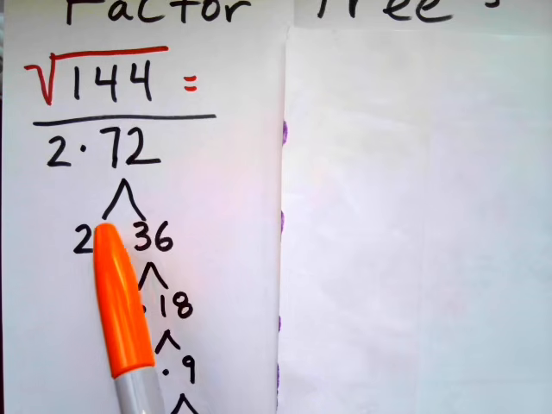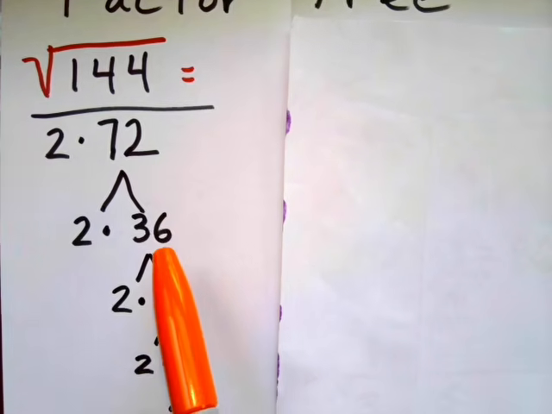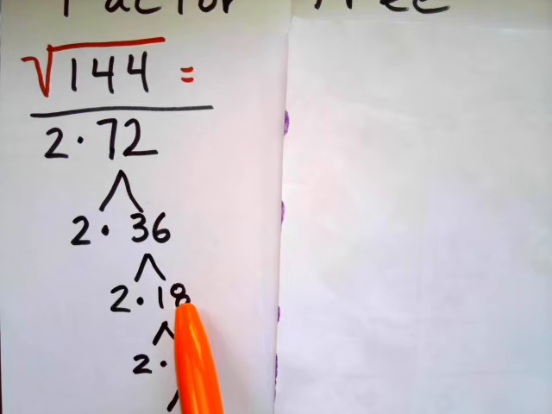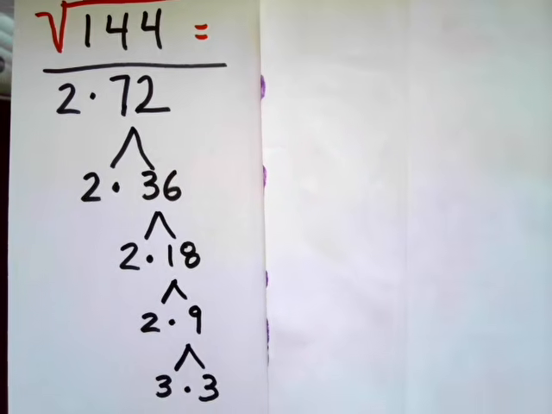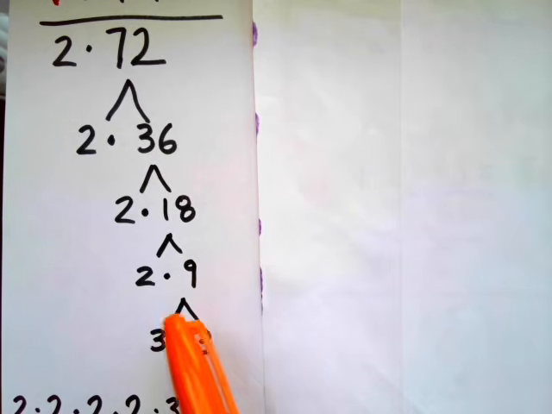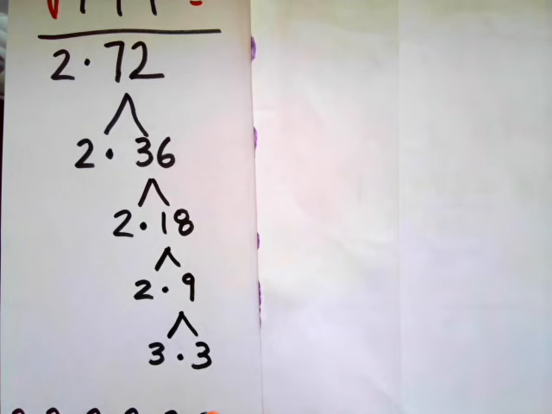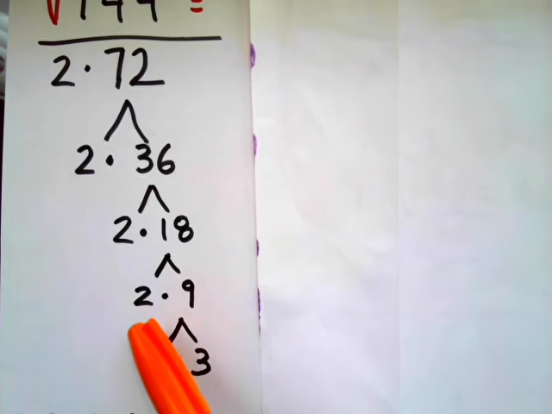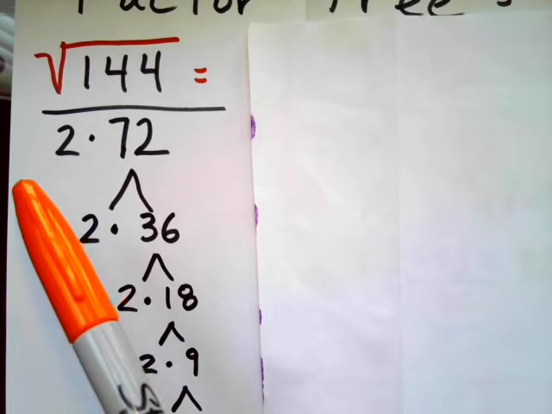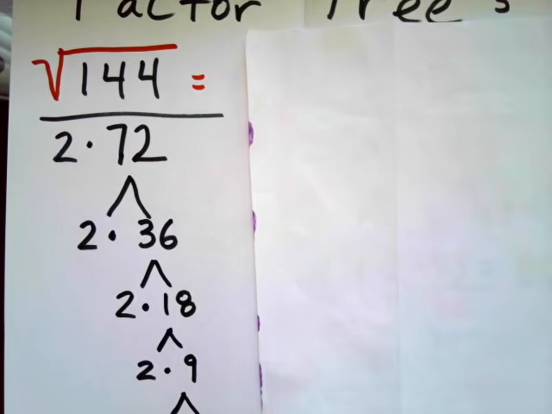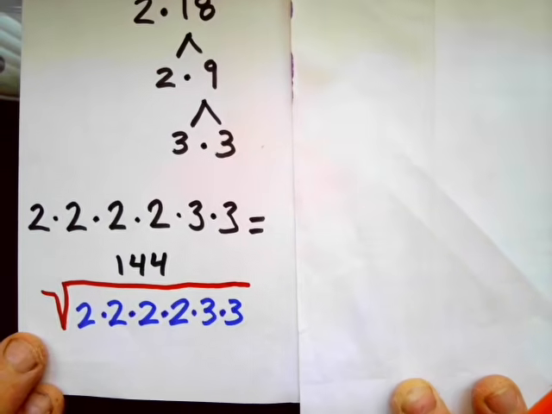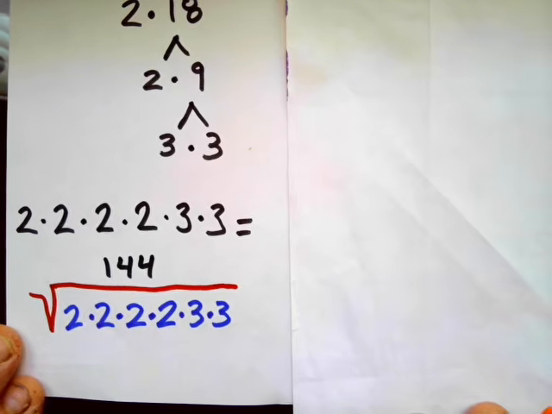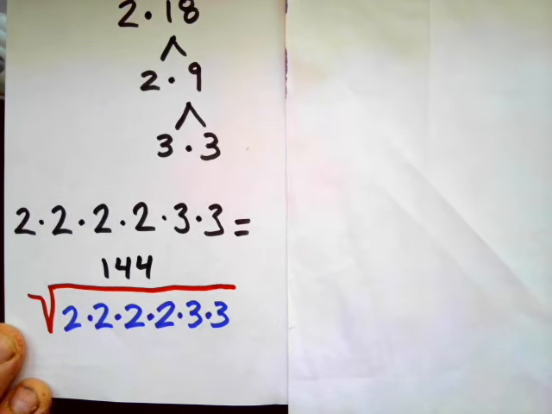72 can be divided by 2 again to give me 36. 36 can be divided by 2 to give me 18. 18 can be divided by 2 to give me 9. And finally, 9 is represented by 3 times 3. So 144 is 3 times 3 times 2 times 2 times 2 times 2. So I'm going to take those smallest factors, and I'm going to put them inside that radical representing 144.